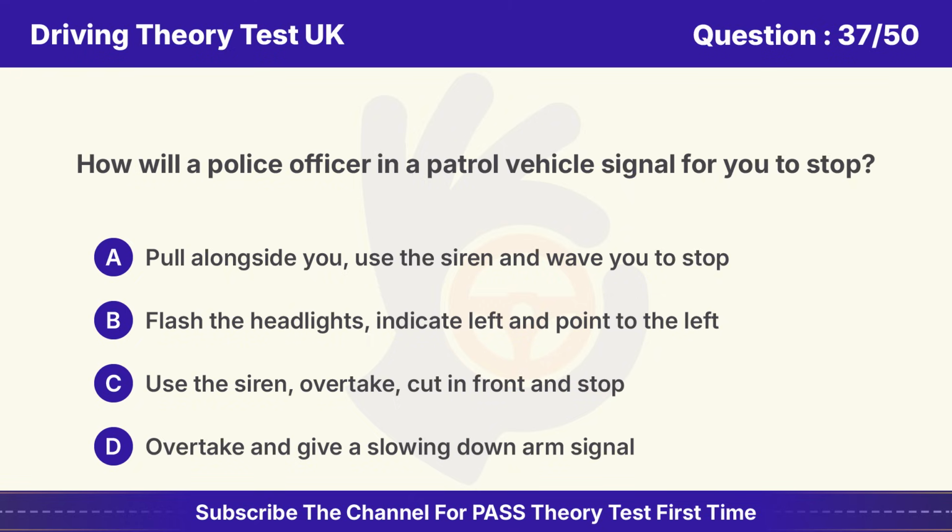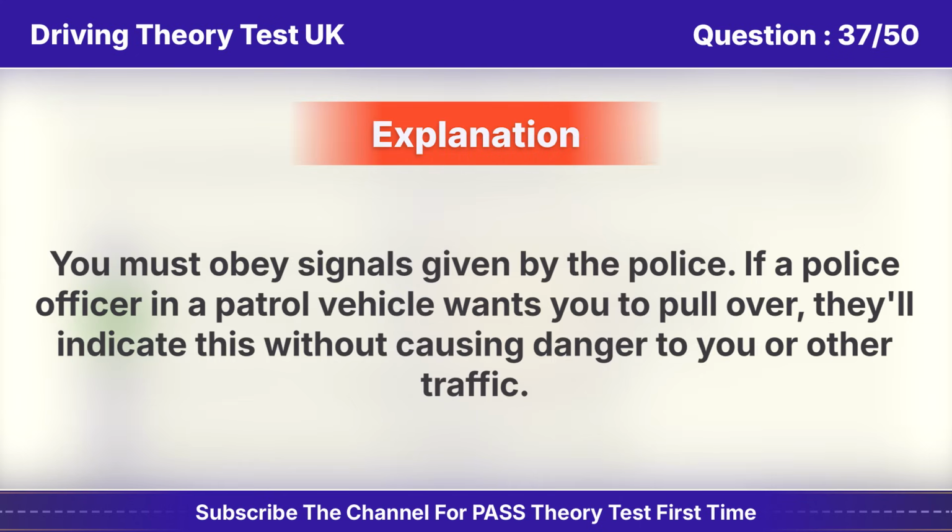Question 37. How will a police officer in a patrol vehicle signal for you to stop? Answer is B. Flash the headlights, indicate left and point to the left. You must obey signals given by the police. If a police officer in a patrol vehicle wants you to pull over, they'll indicate this without causing danger to you or other traffic.